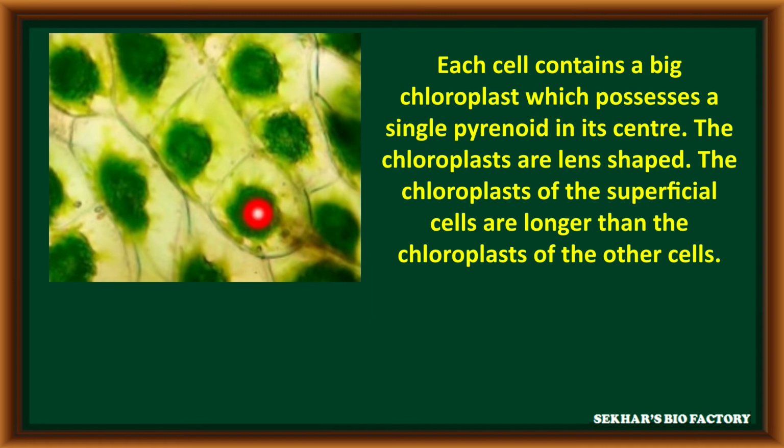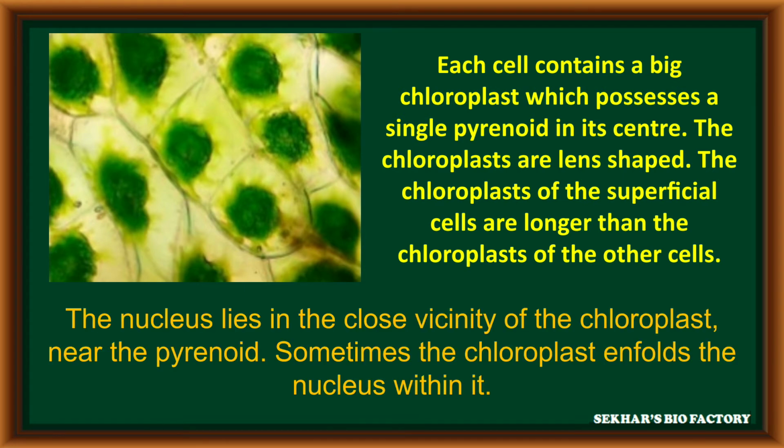Each cell consists of a big chloroplast which possesses a single pyrenoid in its center. The chloroplasts are lens-shaped structures. The chloroplasts in superficial cells are longer than the chloroplasts of other cells. The nucleus lies in the close vicinity of the chloroplast, near the pyrenoids. Sometimes the chloroplast enfolds the nucleus within it.